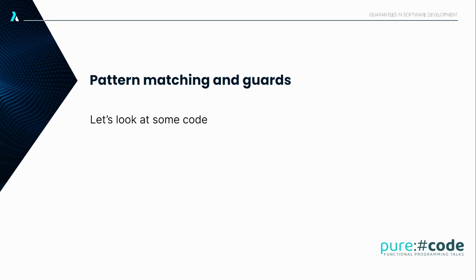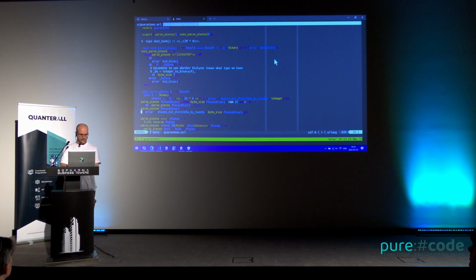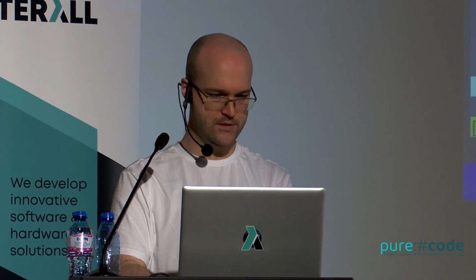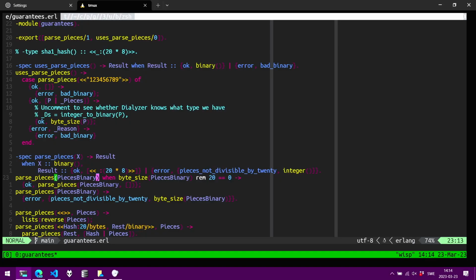We're going to talk about pattern matching and stuff, type systems. So let's see. Can everyone see this? Okay. So here we have some Erlang code. And we have a function down here, parse pieces, that basically takes a binary and splits it up in binaries of size 20 bytes, and so on.